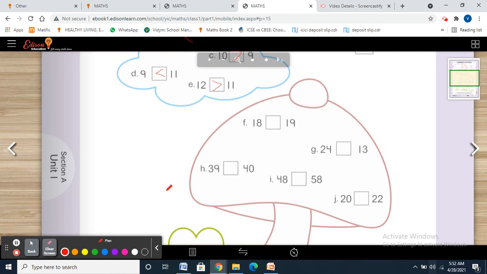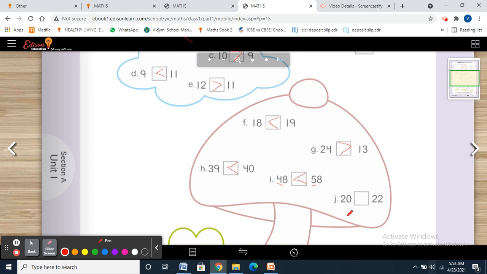Then 18 and 19. 19 is greater than 18. 24 or 13: 24 is greater than 13. 39 and 40: 39 is less than 40. 48 and 58. Now you can see our tens place value. So 5 is greater than 4. So automatically 58 is greater than 48.